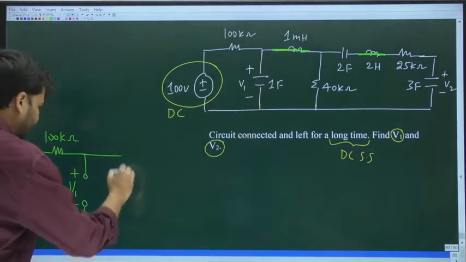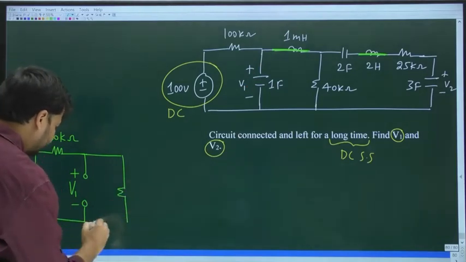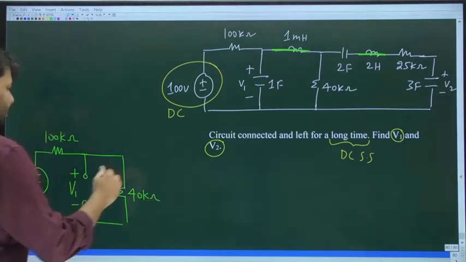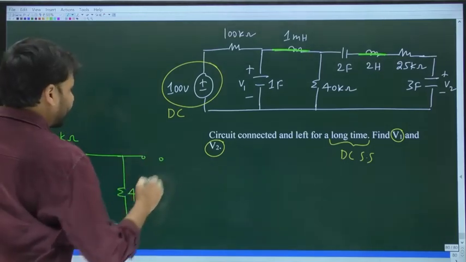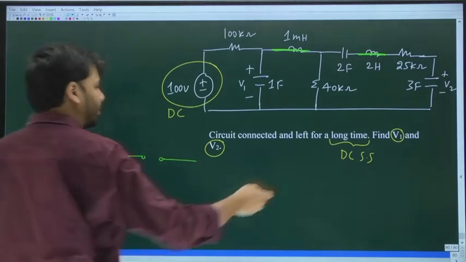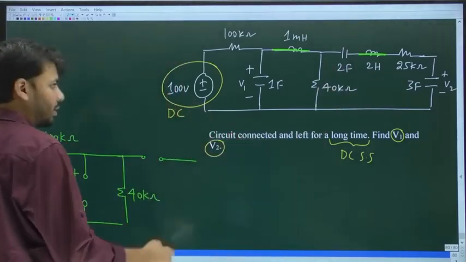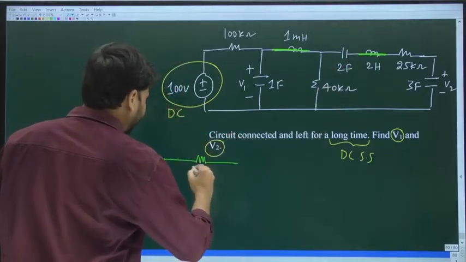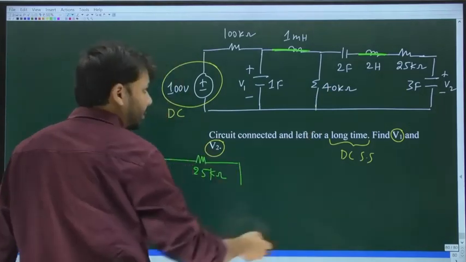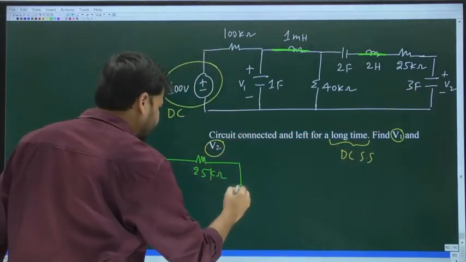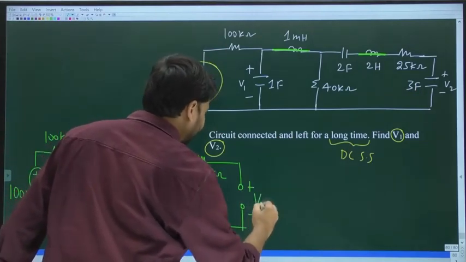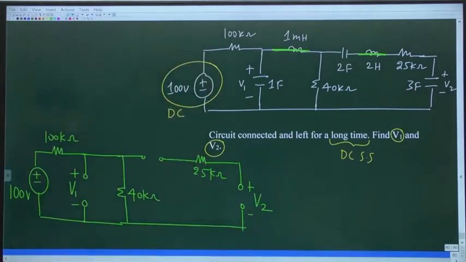And then we have a short circuit, because this 1 millihenry coil becomes a short circuit. Then we have the resistor, whose value is 40 kilo ohms. Then the 2 farad capacitor, which becomes an open circuit. Then a short circuit, because this 2 Henry coil becomes a short circuit. Then the 25 kilo ohm resistor, and then the 3 farad capacitor, which also behaves like an open circuit. Across this open circuit, the voltage drop is V2. That's all.